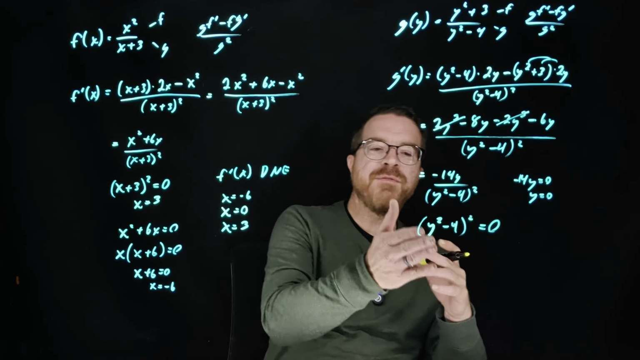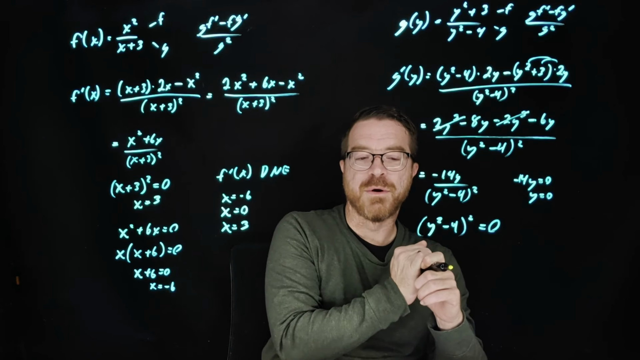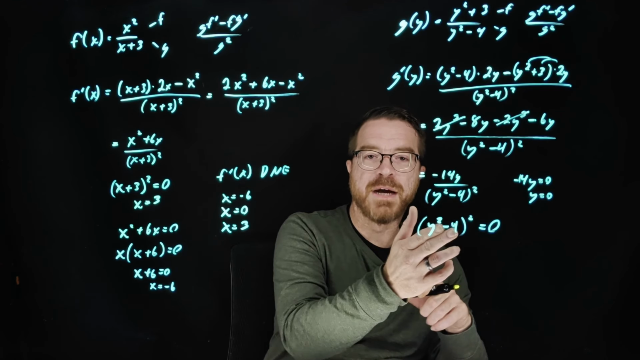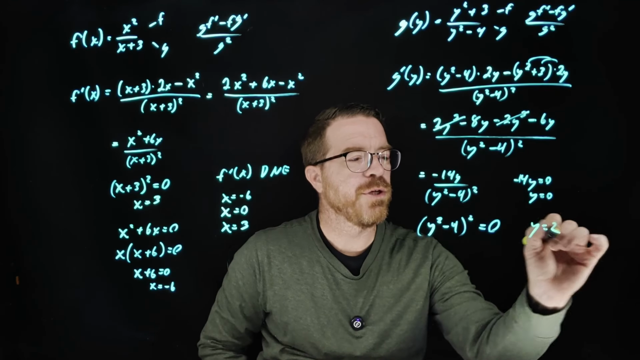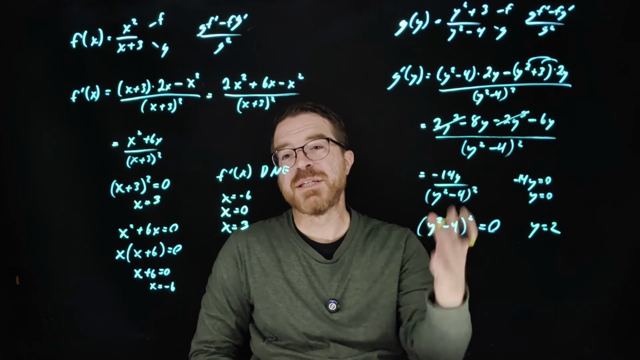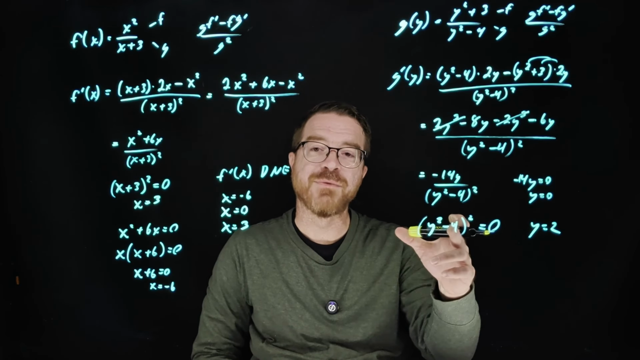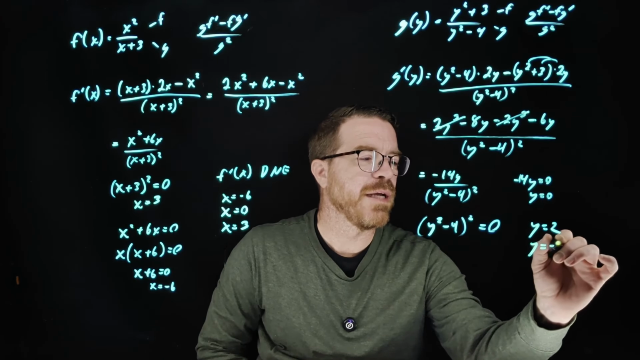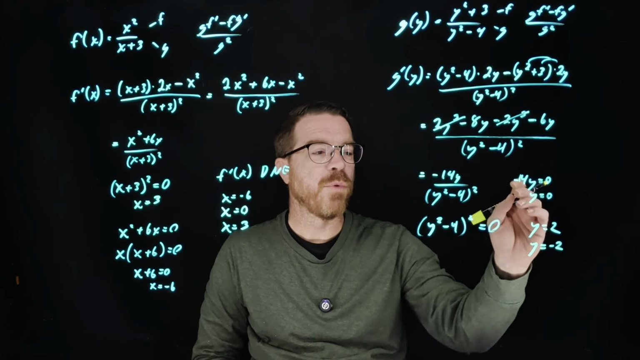So what values could we plug into y that would make this inside term 0? Well, if I plug in 2, I'll get 2 times 2 is 4, minus 4 is 0, 0 squared is 0. So y equals 2. And of course, because it's squared, that means also the negative, right? If I plug in -2, -2 times -2 is 4, 4 minus 4 is 0, 0 squared is still 0. So y equals -2. So our critical values are going to be y equals 0, y equals 2, and y equals -2.